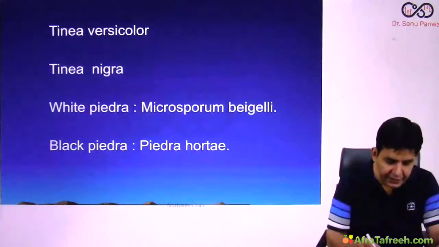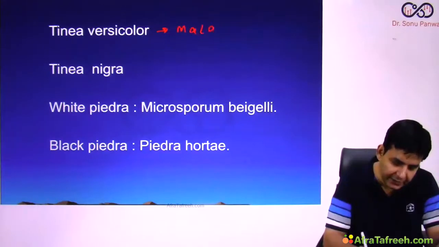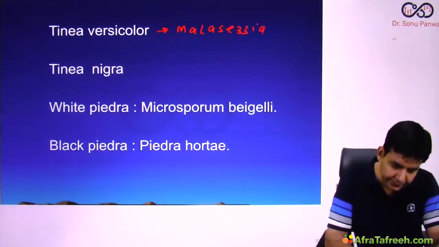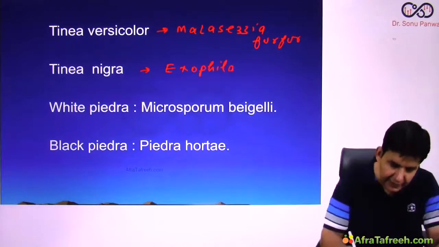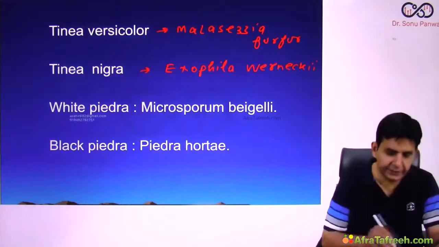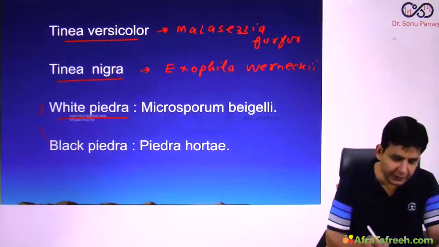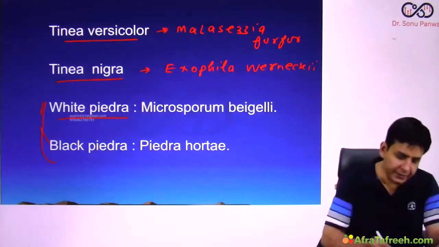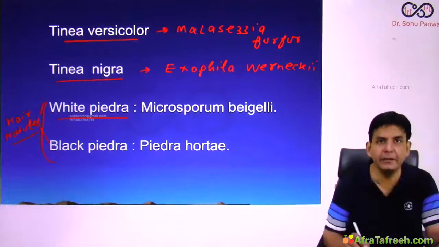Now we have tinea versicolor, tinea nigra. I have told you tinea versicolor is caused by what? Malassezia furfur or globosa, and tinea nigra is caused by Exophiala werneckii. Okay, Exophiala werneckii. So tinea versicolor, tinea nigra, then you have white piedra. I have told you that these both, white and black piedra, what are they? They are hair nodules, white piedra and black piedra.